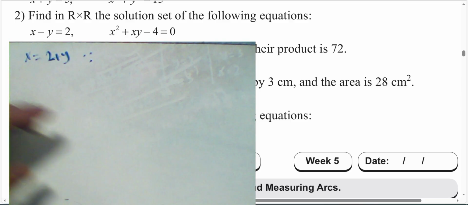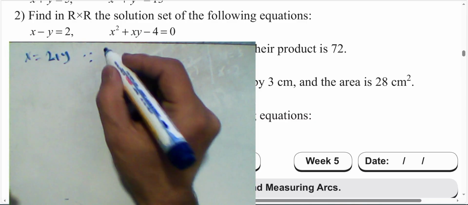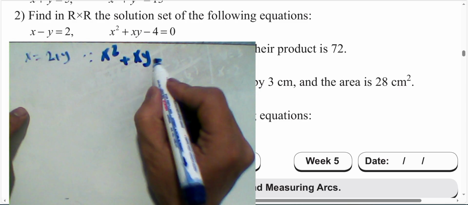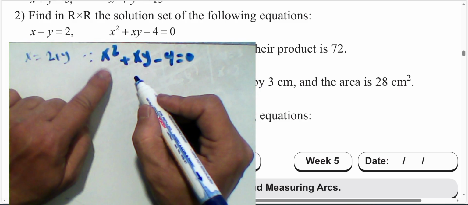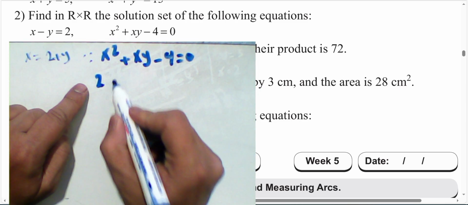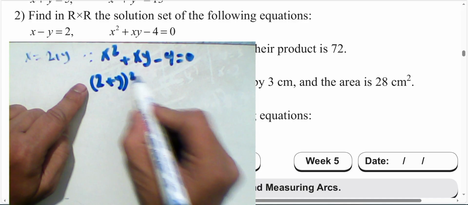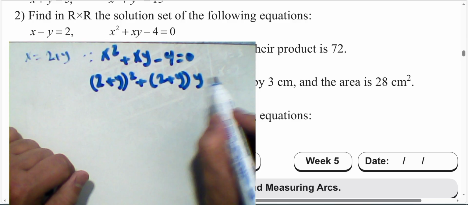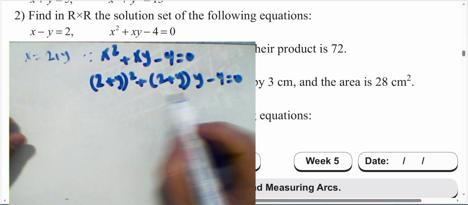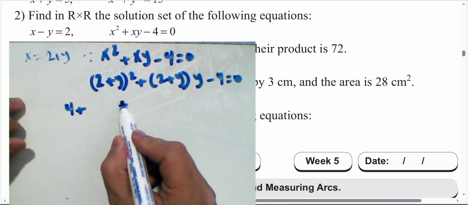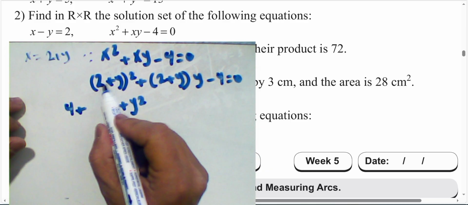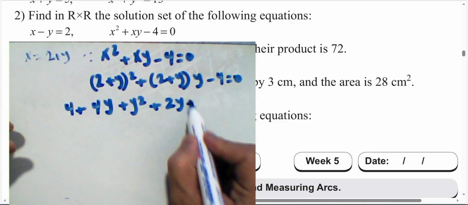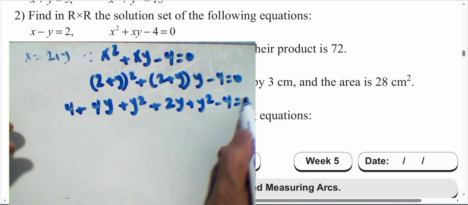Such that, in the second equation, we have x power 2 plus xy subtract 4 equals 0. Now I will put the value of x equals 2 plus y: 2 plus y all power 2, plus x, which is 2 plus y, times y, minus 4 equals 0. 2 power 2 equals 4. y power 2 will be y power 2, and the middle 2 times 2 times y equals 4y. 2 times y equals 2y, and y times y is y power 2, subtract 4 equals 0.